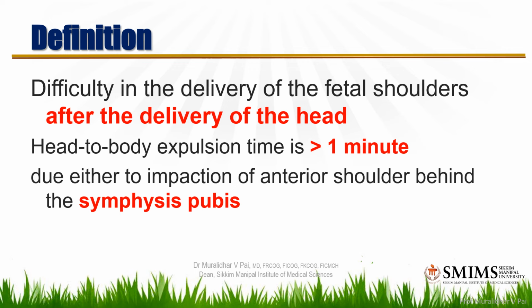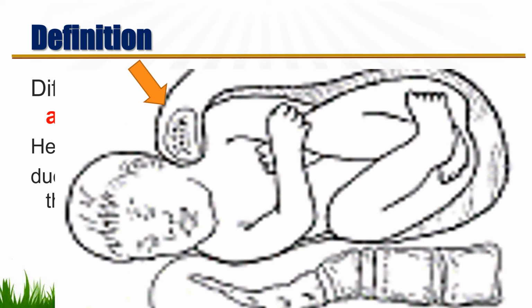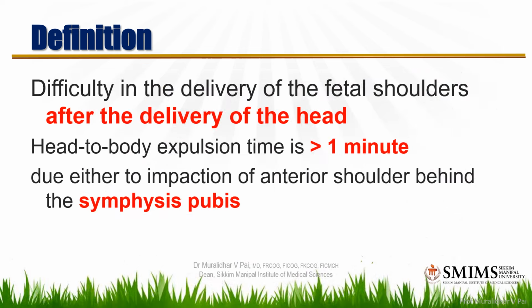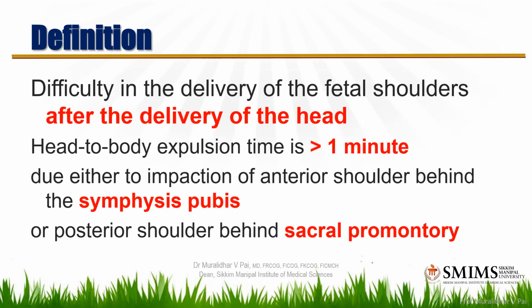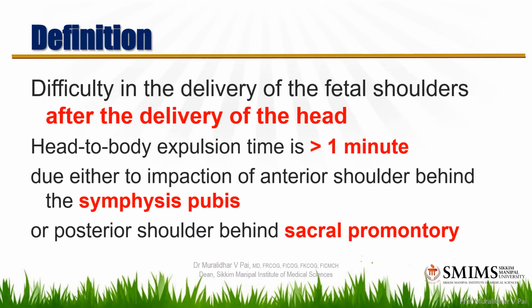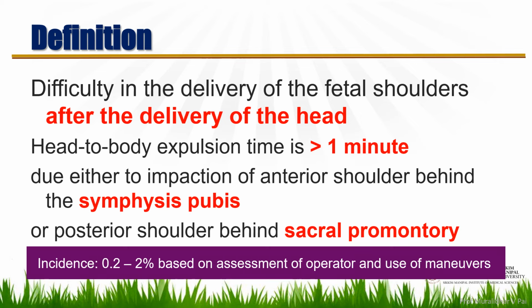The dystocia could be due to either the impaction of anterior shoulder behind the symphysis pubis, as shown by the arrow, or it could be due to impaction of posterior shoulder behind the sacral promontory, as shown here. The incidence varies between 0.2 and 2% depending upon the assessment of the operator or the maneuvers used.